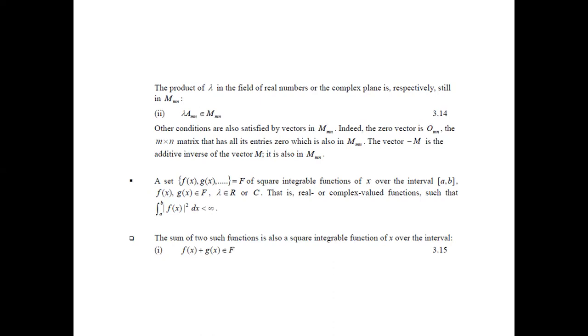A set of f of x, g of x, and so on, which we shall call f, of square integrable functions of x over the interval a, b. Lambda is in R or C. That is the real or complex valued functions, such that the integral from a to b of modulus of f of x squared dx is less than infinity. That is, it is finite. You're going to see why we require that this integral be finite. The sum of two such functions is also a square integrable function of x over the interval.